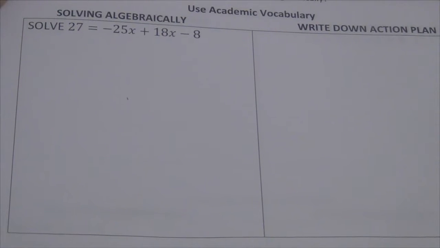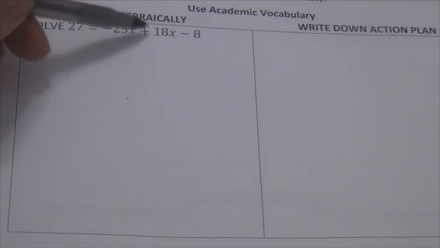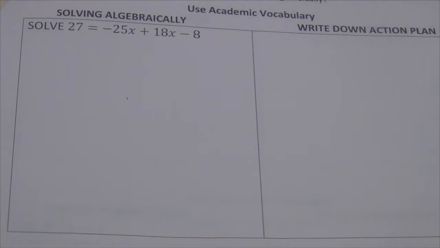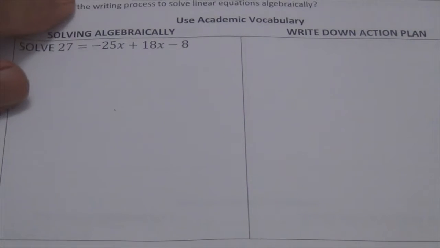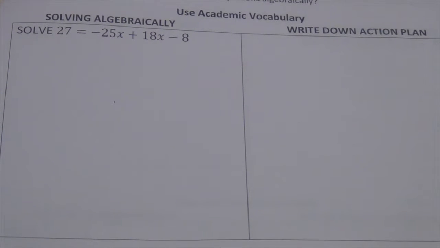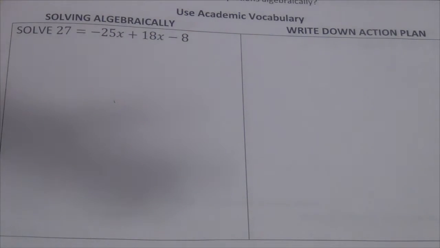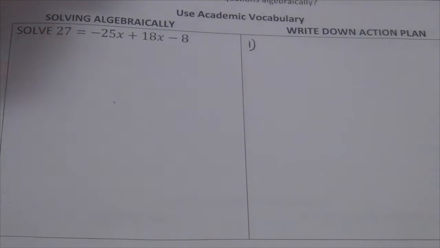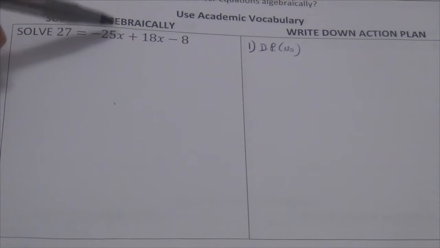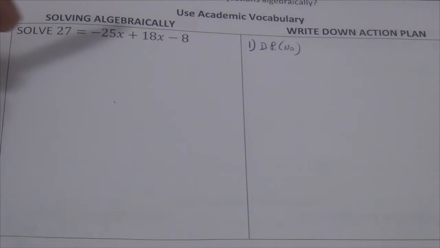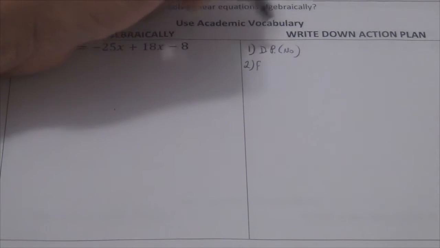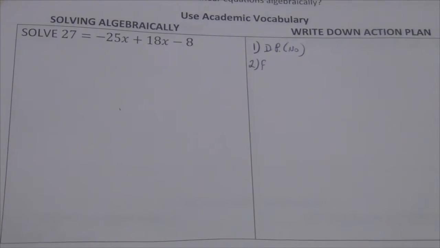All right. So we have the equation 27 equals negative 25x plus 18x minus 8. So let's see now. Let's write down our action plan. This time, I'm not going to write what's going on. I'm going to write the rules. Remember, that's basically your depth of knowledge explanation. So, for example, what is the first thing that we need to look at when we solve linear equations? Do we have distributive property? And I don't see any parentheses being multiplied. So no. All right. So then, do I have fractions? Now you have to write distributive property. I don't have to write distributive property. I just write DP.